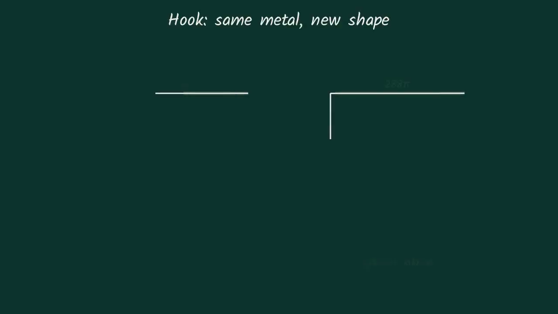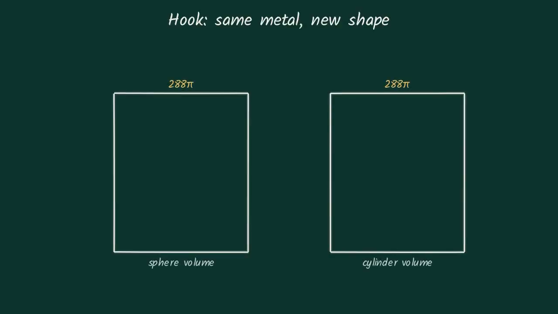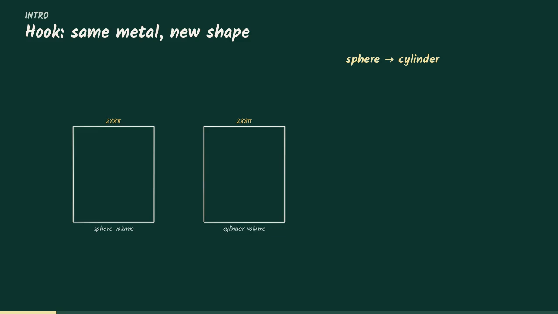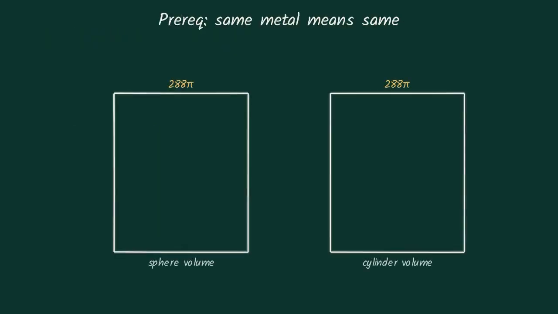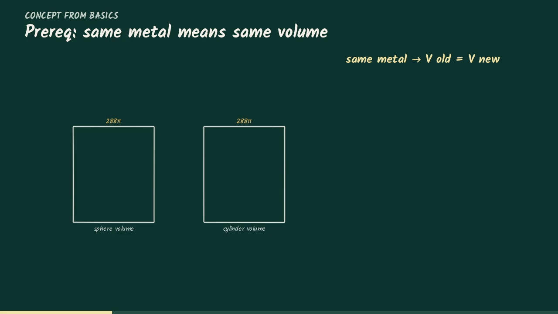A metal sphere is melted and poured into a cylinder mold. The shape changes completely, so which quantity stayed the same, surface area or the space the metal fills? For the same metal at the same density, mass is conserved. And for a full solid, that means volume is conserved. Surface area is free to change when the shape changes.